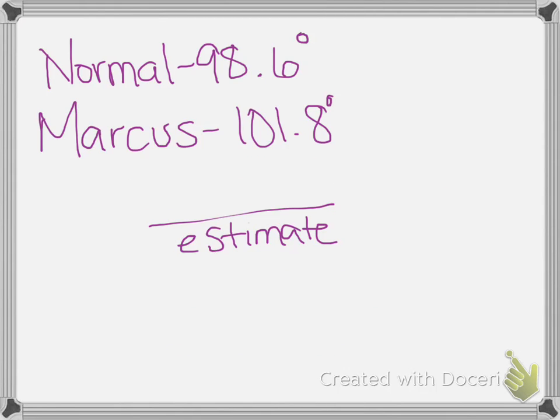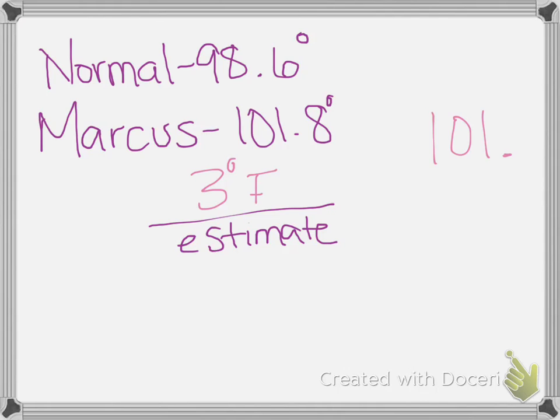Number 2 says the normal temperature of the human body is 98.6 degrees Fahrenheit. Marcus has a fever of 101.8 degrees Fahrenheit. How much higher is his temperature than the normal body temperature? So I'm going to say normal is about 99, Marcus is about 102, so about 3 degrees higher. Now I have to actually solve.